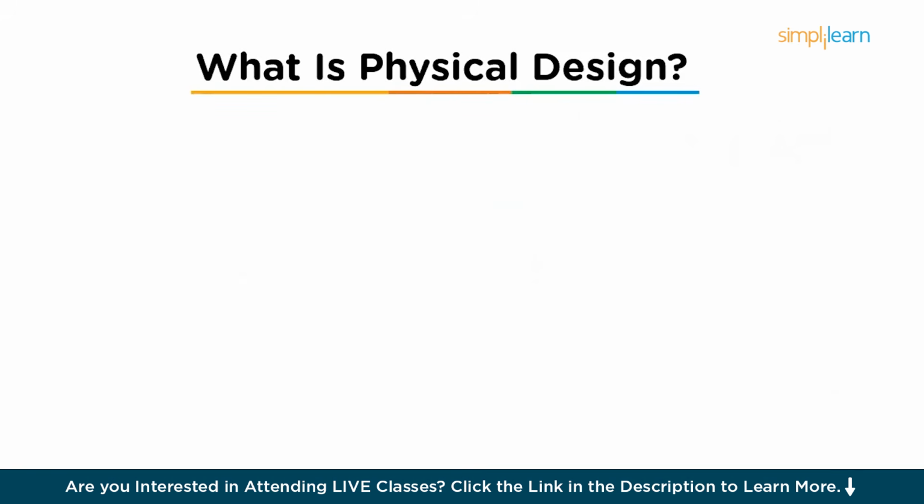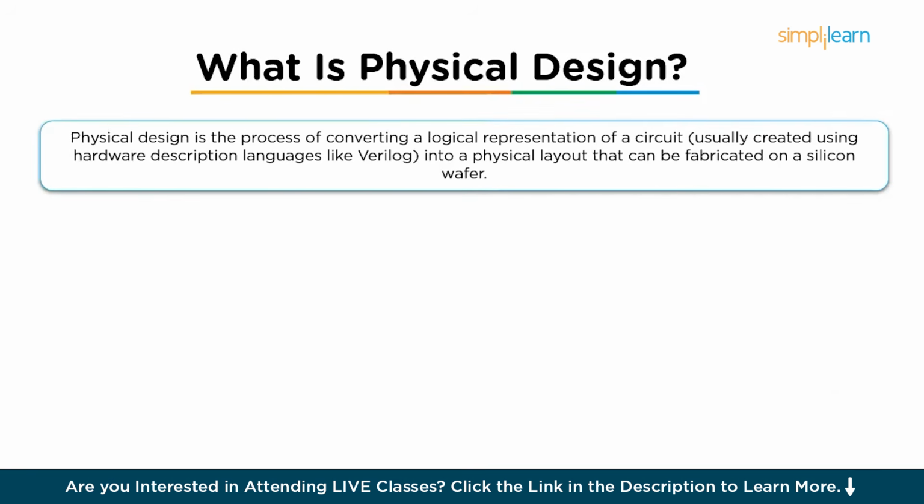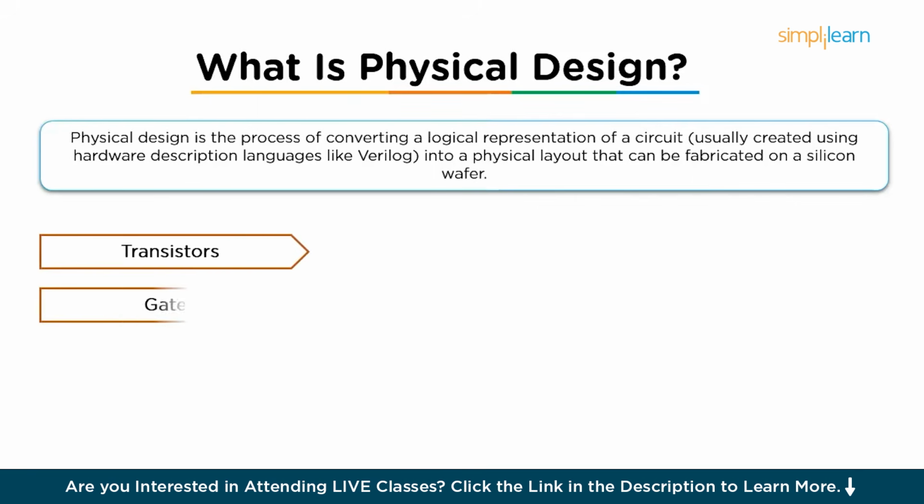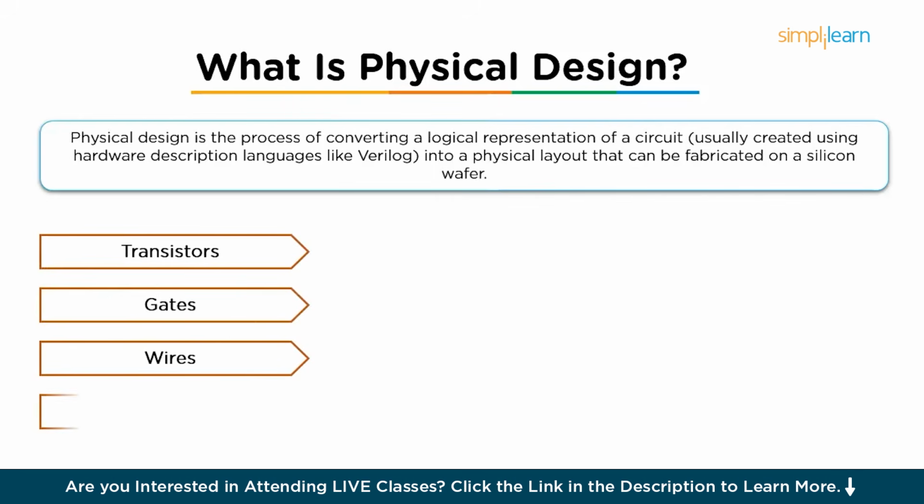So what is physical design? Physical design is the process of converting a logical representation of a circuit, usually created using hardware description languages like Verilog, into a physical layout that can be fabricated on a silicon wafer. It involves creating the actual arrangement of the components such as transistors, gates, wires, and other circuit elements.